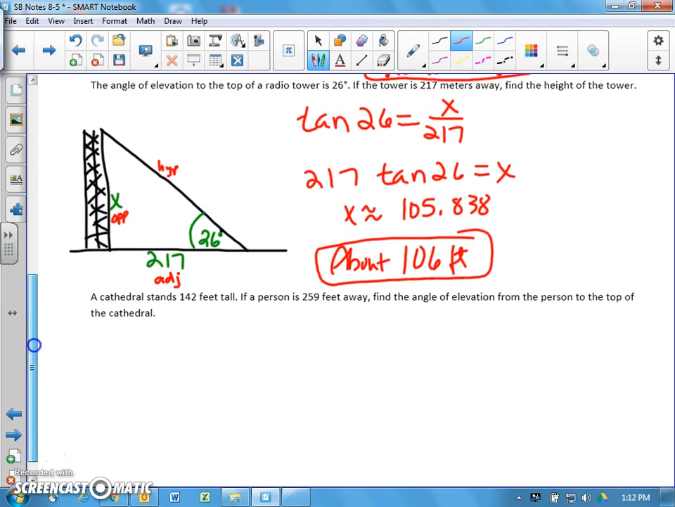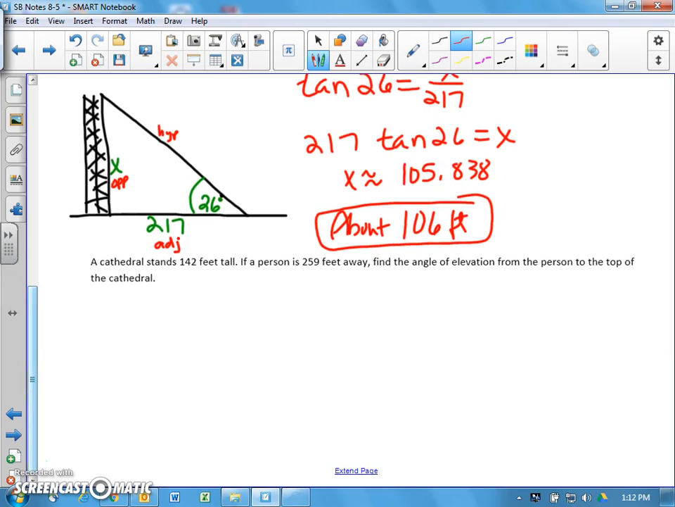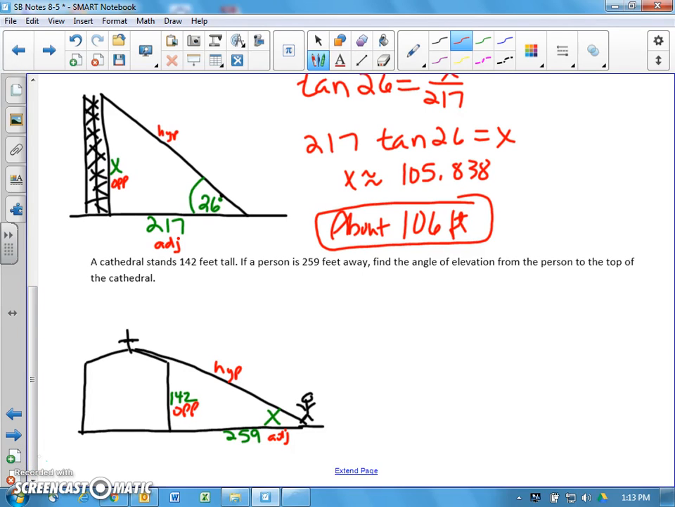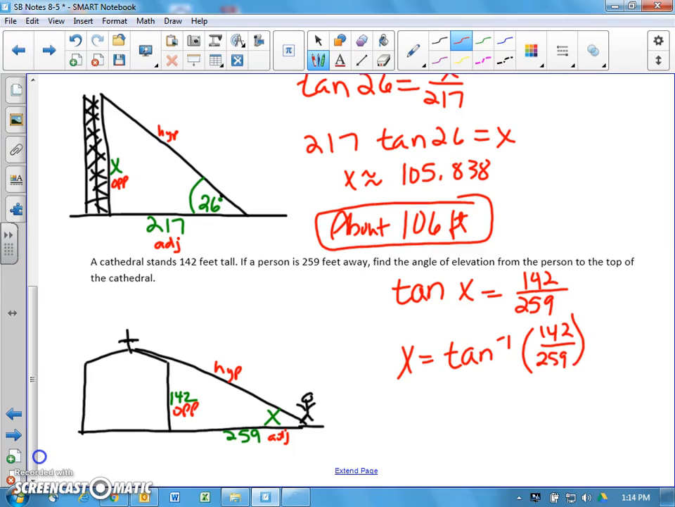Stop the video, draw your next picture, and resume. Hopefully your picture looks something like mine. And again, we've got opposite and adjacent, so we're going to be using tangent. Tangent of your angle. Your angle we don't know, so we're just going to call that x. Should be opposite 142 over adjacent 259. Since you're finding an angle, you're going to have to use your inverse trig function of 142 over 259.